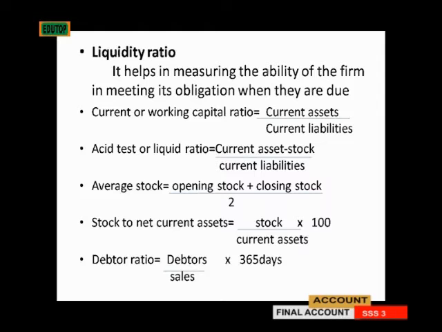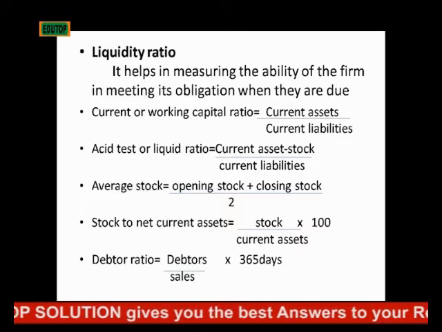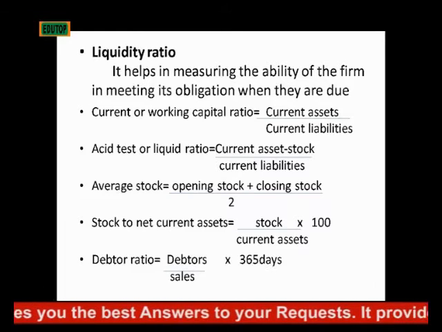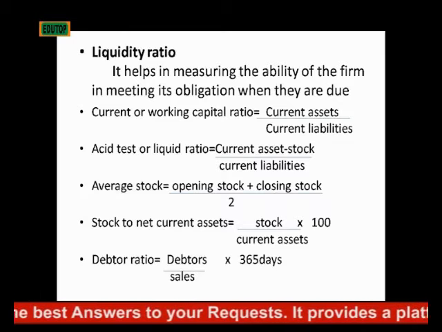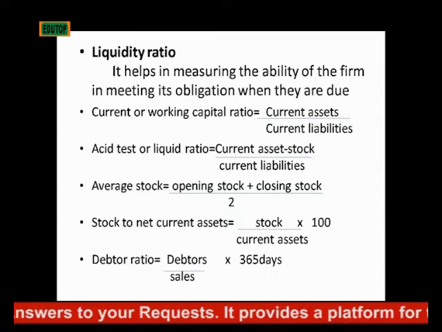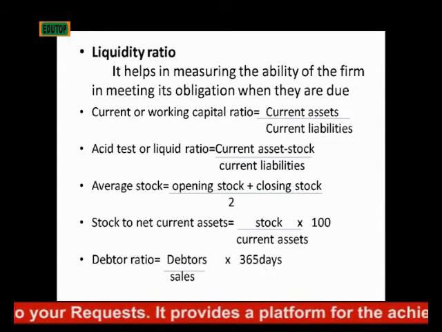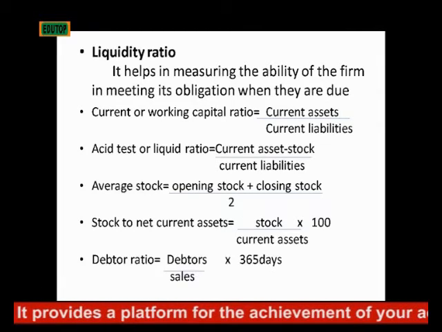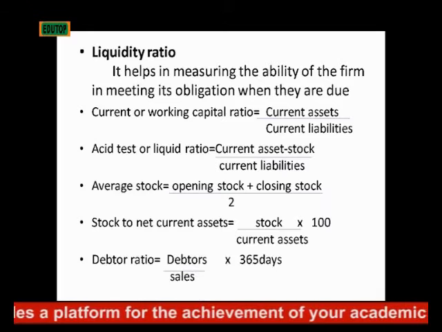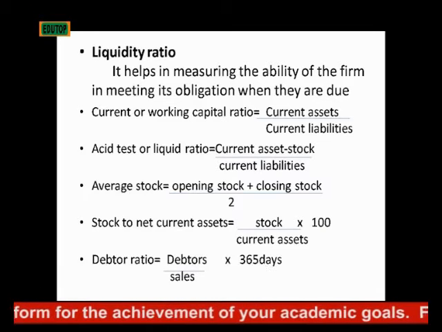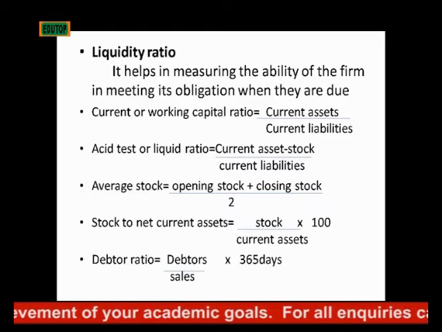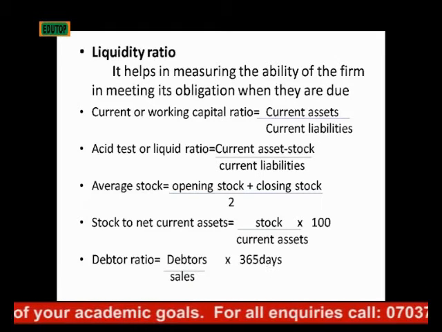Then we also have average stock. What is the average stock? Average stock can be classified as the opening stock plus closing stock divided by 2. You have your average stock at the end of the day. Then we have the stock to net current asset, which is stock divided by current asset times 100. You can represent that with a percentage. Then we have the debtors ratio, and the debtors ratio is associated with sales.